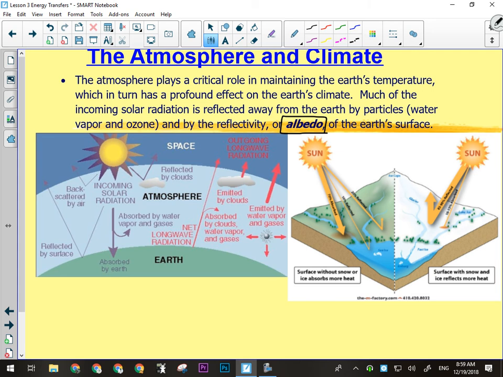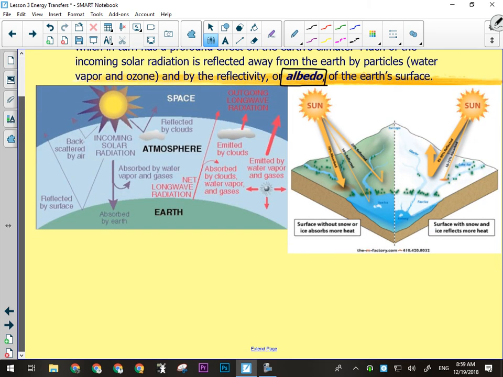What are the only organisms on Earth capable of using the sun's energy directly? Plants. What do they convert it into? Sugar. Okay, so those are the three fates of light when it strikes the Earth's surface, and you're going to need to know those.